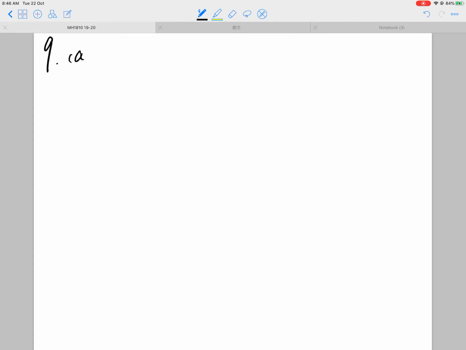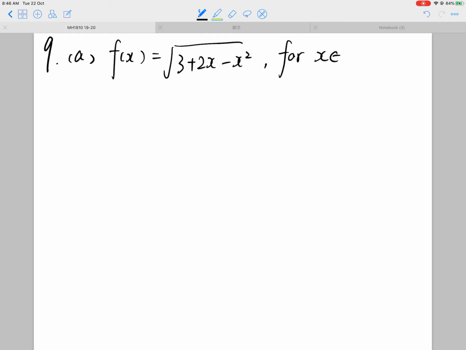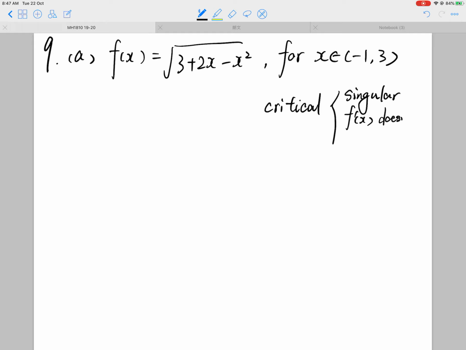Okay, problem 9 is to classify all the critical points. Right, remember, what are the critical points? So there are two types, right? First is called singular. Singular is when the derivative does not exist. Let's say singular point x equals a, then at point a, the derivative does not exist.